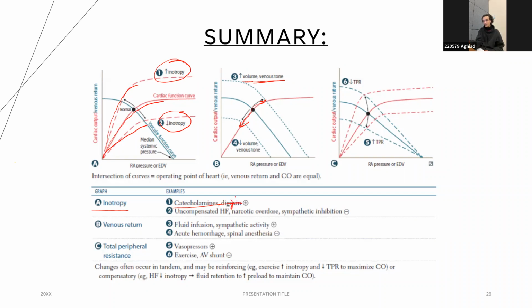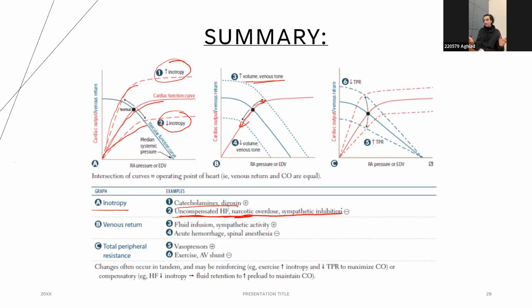As you can see, inotropy is affected by catecholamines and digoxin, I hope I did not botch that name. Catecholamines and digoxin increase inotropy. Or when it comes to heart failure, for example, it is decreased inotropy. The heart isn't pumping, so decreased for uncompensated heart failure. You get a decreased contractility, so it moves the cardiac function curve down.